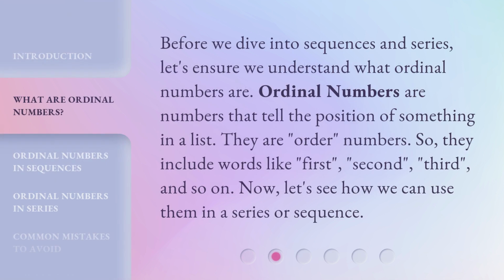Before we dive into sequences and series, let's ensure we understand what ordinal numbers are. Ordinal numbers are numbers that tell the position of something in a list. They are order numbers. So, they include words like first, second, third, and so on. Now, let's see how we can use them in a series or sequence.